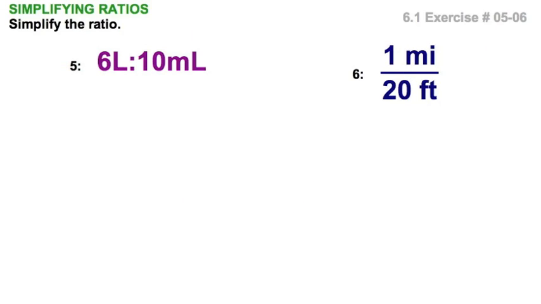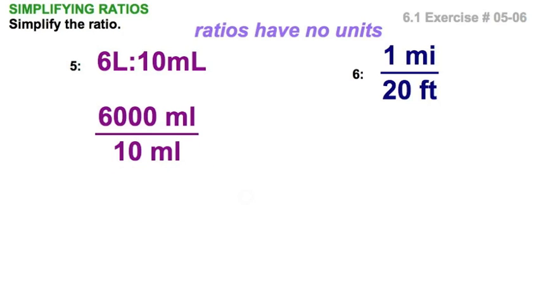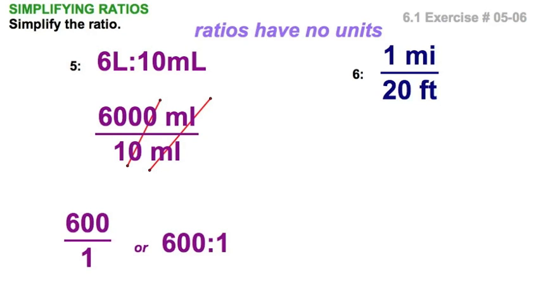Well, to simplify these two ratios, the first thing we need to do is resolve the units. After all, ratios have no units. So on number 5, let's start with this. I'm going to express them both as milliliters. And then it's pretty straightforward. See, I can divide, just like I can divide out the factors of 10, I can divide out the milliliters, just like you did in your chemistry class with your dimensional analysis. And therefore, my ratio is 600 to 1, expressed as a fraction, 600 over 1, or with a colon.